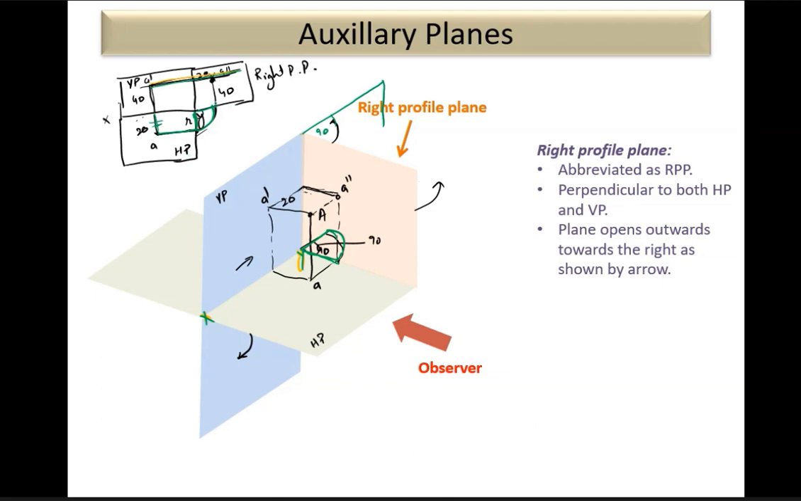Yes, sir. So we project it above. The meeting point will give you A double dash. Is it clear? Yes, sir. We'll do some numericals and things will be more clear to you. First, we will see all the auxiliary planes. Similar to the right profile plane, we'll have a left profile plane also. In the left profile plane, we'll look at the same point from this direction.